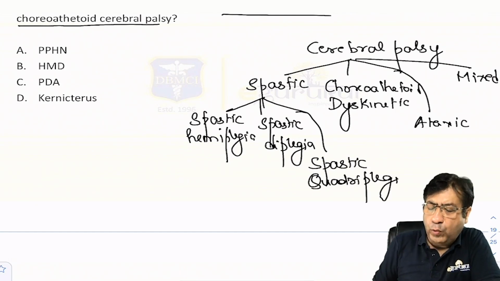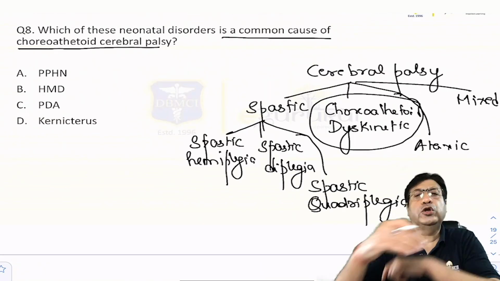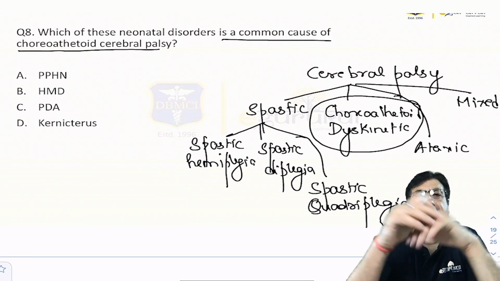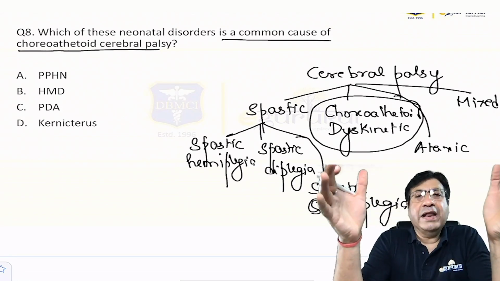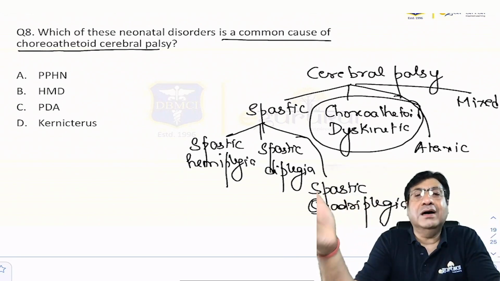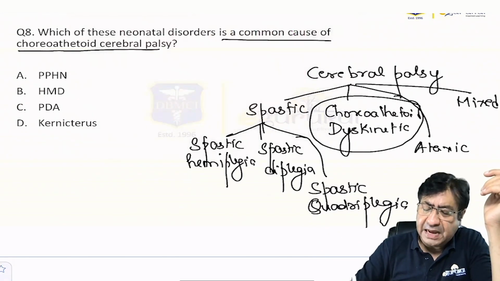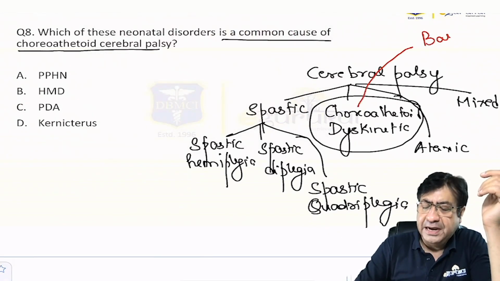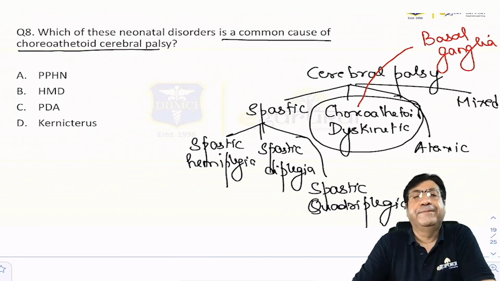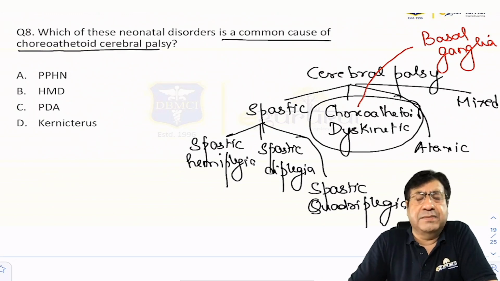Now my question is on a dyskinetic type of cerebral palsy or a choreoathetoid type of cerebral palsy. Please remember that whenever the cerebral cortex of the brain, the hemispheres, is primarily damaged, it leads to a spastic cerebral palsy. But whenever the basal ganglia is damaged, it primarily leads to a dyskinetic, choreoathetoid type of cerebral palsy. That's a type of cerebral palsy which is associated with extrapyramidal symptoms.